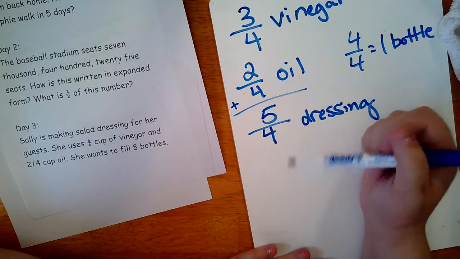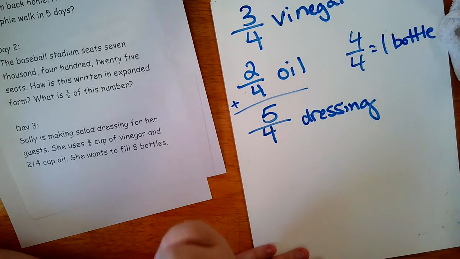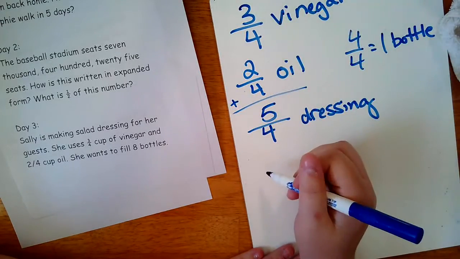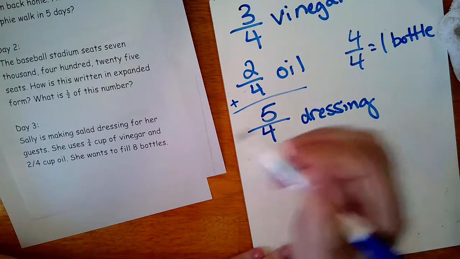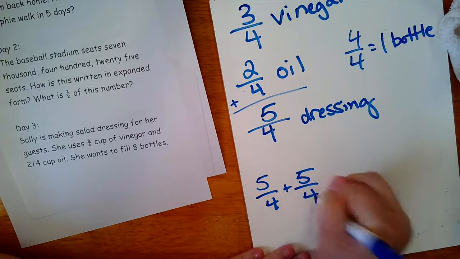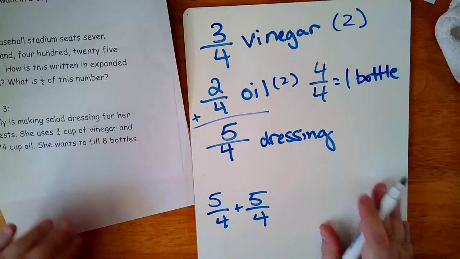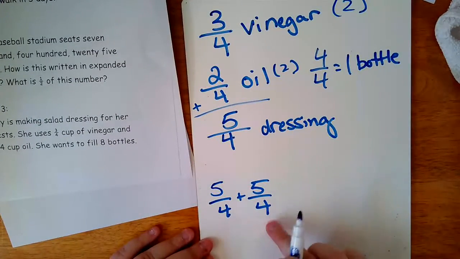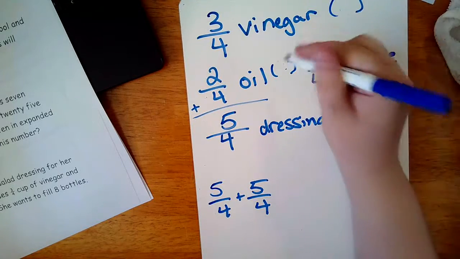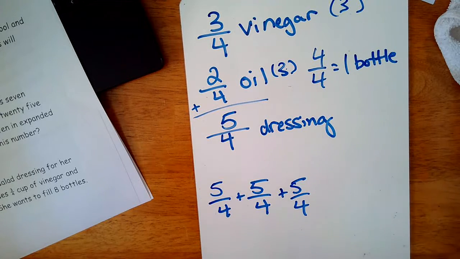So if we already have 5/4, we know that just making this dressing is already going to give us a little bit extra, right? So if we were to do this again, if we were to have 3/4 vinegar and 2/4 oil and mix it together again, that's going to give us another 5/4. Do you see that? So if we do this twice, oh, sorry, I didn't know you can see. If we do this twice, it's going to give us 5/4 plus 5/4, right? So let's try and do it 3 times. So 5/4 plus 5/4 plus 5/4.